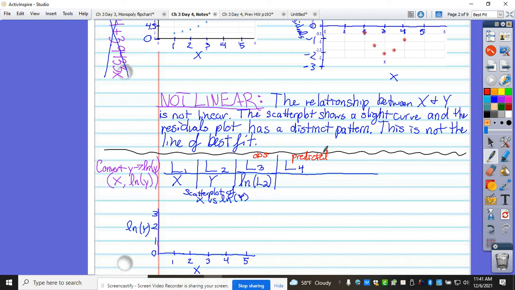Oh, and there's a natural log button. Well, in order to do predicted, I need a what? I need an equation. So now we're doing the same thing. Stat count 8 of what lists? List 1 versus list 3.